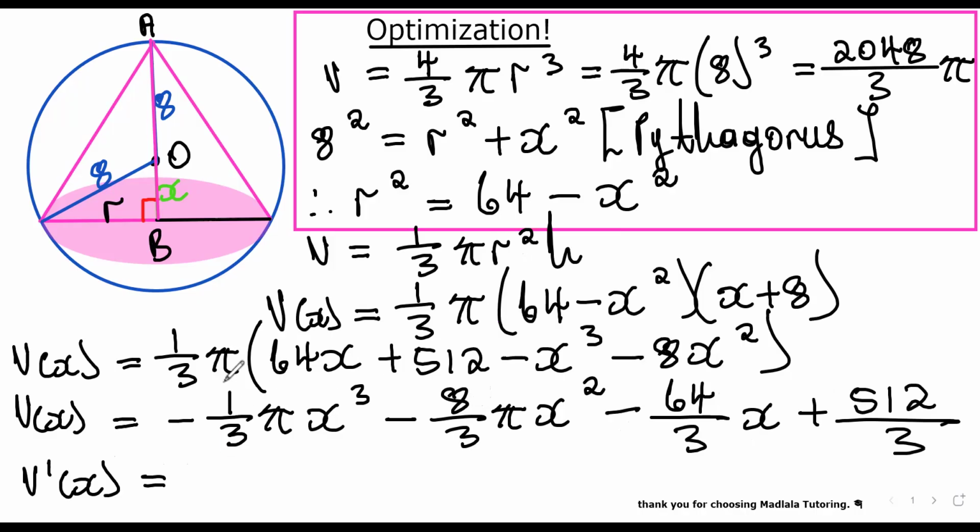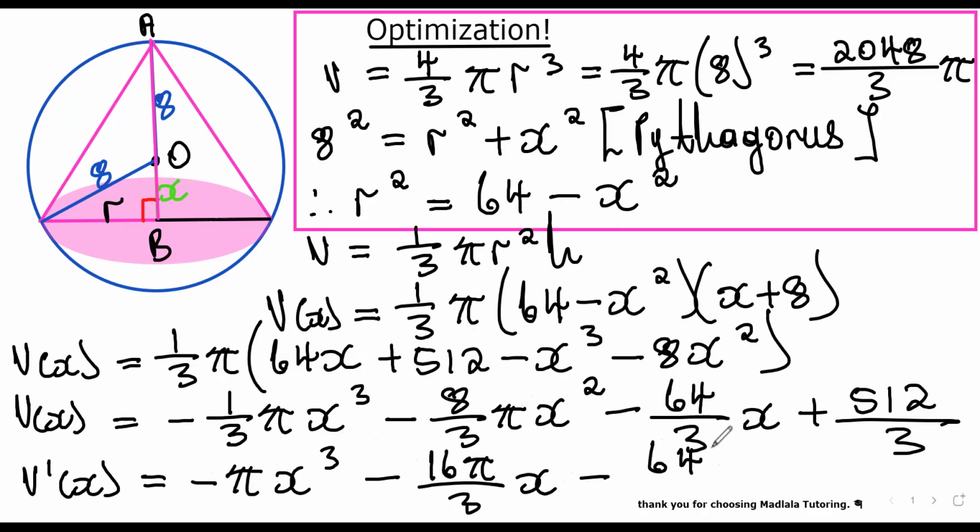According to the power rule, 1 over 3 times 3, they will cancel out and I simply get a solid pi x cubed. Then here I say 8/3 times 2. Well, I simply get 16 pi over 3 x. And lastly, I get 64 over 3. Well, this is what I get.